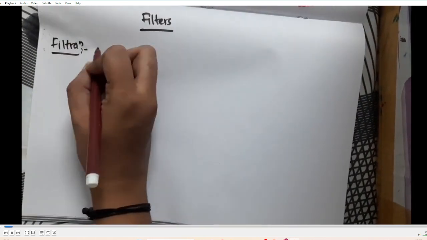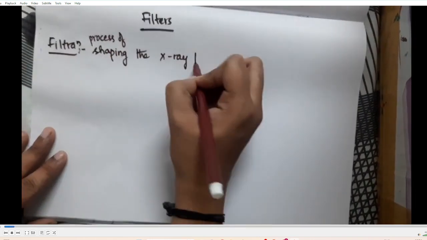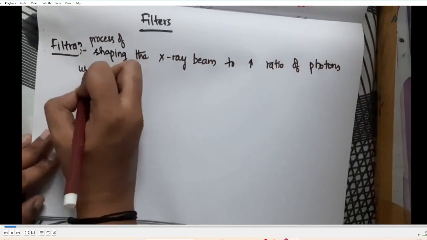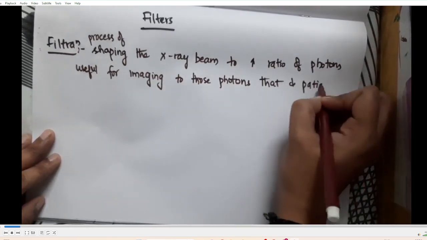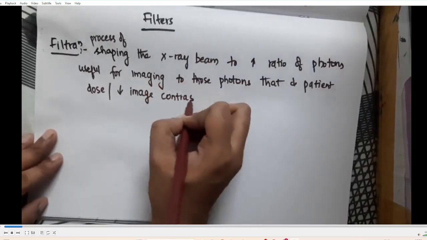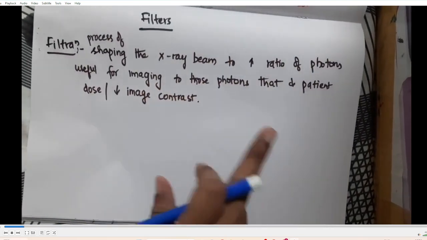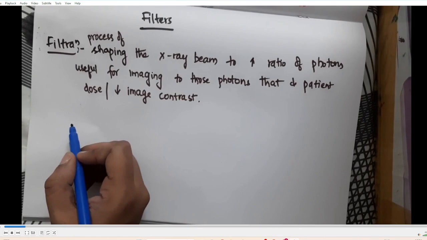Filtration. Filtration is a process of shaping the X-ray beam to increase the ratio of photons useful for imaging to those photons that increase the patient dose or decrease the image contrast.